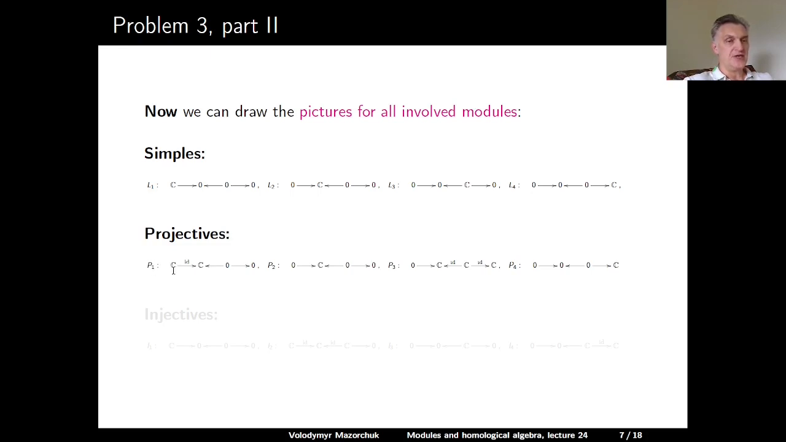P1 is one-dimensional at vertices 1 and 2, with the identity map between them, and then the rest is 0. P2: there are no arrows outgoing from the vertex 2, so P2 is the same as L2. P3: from 3 we have an arrow to 2 and to 4, so P3 is one-dimensional at vertices 2, 3, and 4, with the identity maps representing the action of these arrows. And P4 is L4. Now for injectives, no arrows go into vertex 1, so I1 is L1.